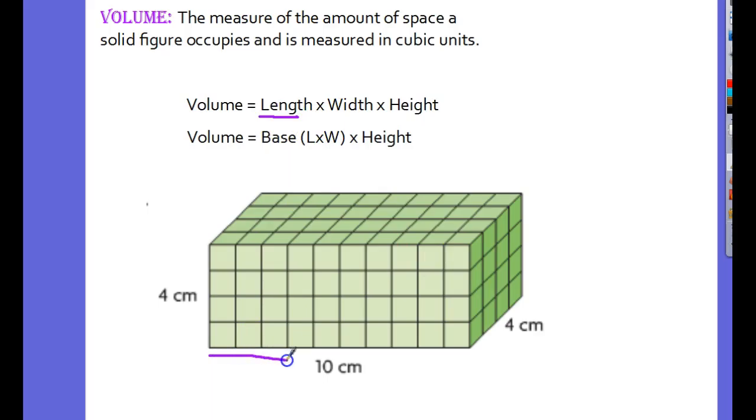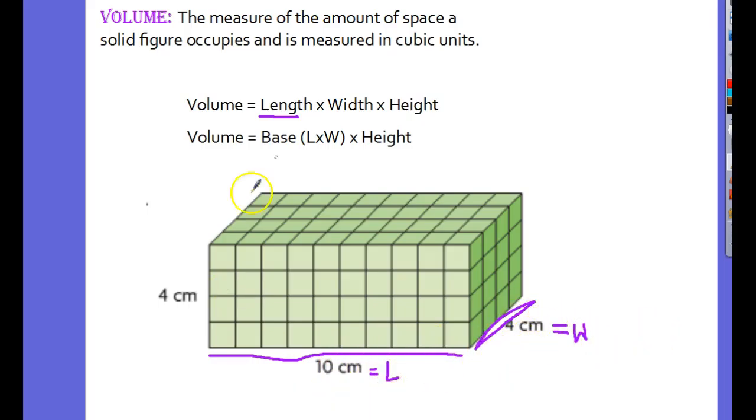So if I look at my example down here, I see that this is 10 centimeters long, and so it's longer than the 4 centimeters, so my 10 centimeters is actually going to equal my length. I'm going to put L for length. Next, if I look at my width, it's going to be the 4. So 4 is the width of my cube, 4 centimeters I should say.